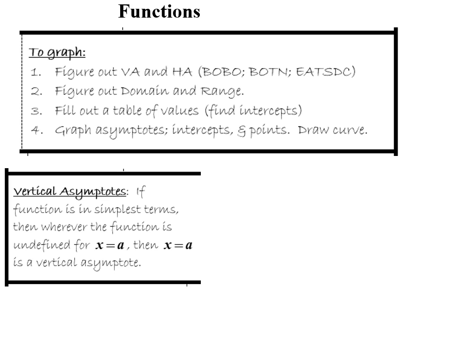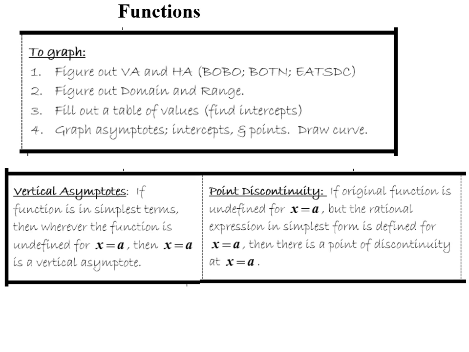If the function is in simplest terms, then wherever the function is undefined for x equals a, x equals a is a vertical asymptote. A point of discontinuity is if the original function is undefined at x equals a, but the rational expression in simplest form is defined for x equals a, then there's a point of discontinuity at x equals a. What that looks like for finding vertical asymptotes and points of discontinuity is on the next examples.